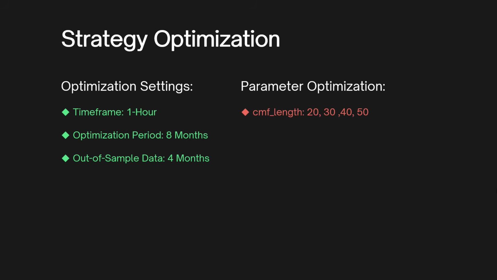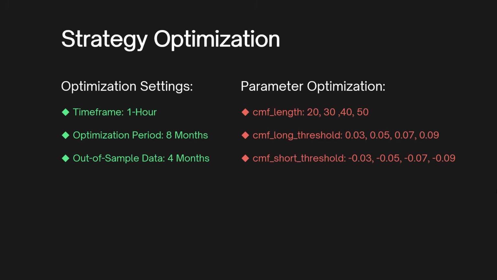CMF length, the window size for the Chaikin Money Flow calculation. We'll test values ranging from 20 to 50 to find a good balance between sensitivity and stability. CMF long threshold and CMF short threshold. These define the minimum CMF values required to trigger trades. We'll test a range from 0.03 to 0.09 to filter out weak or false signals.